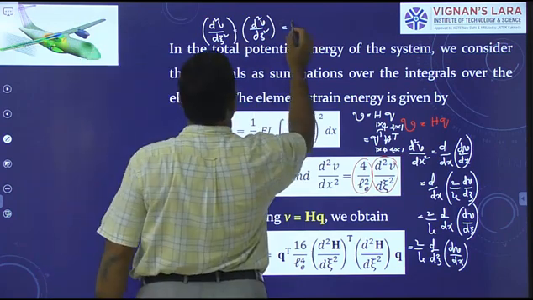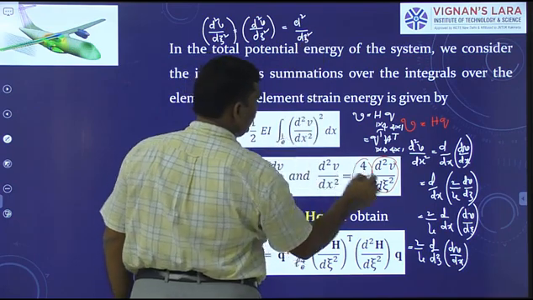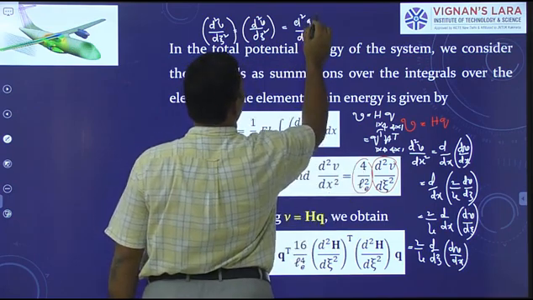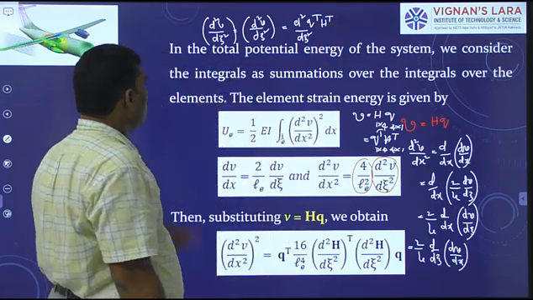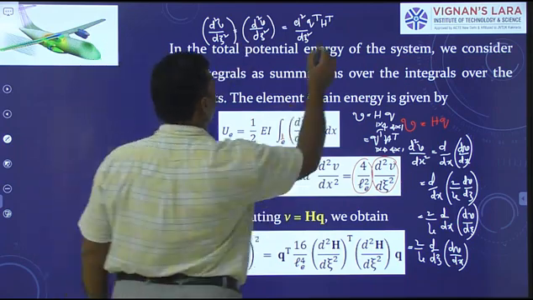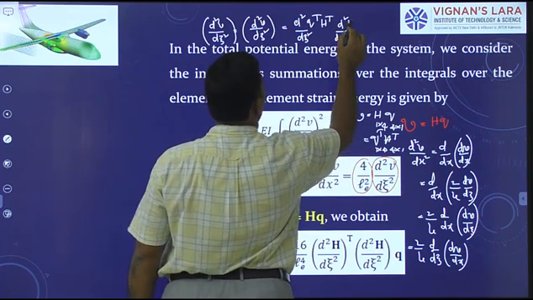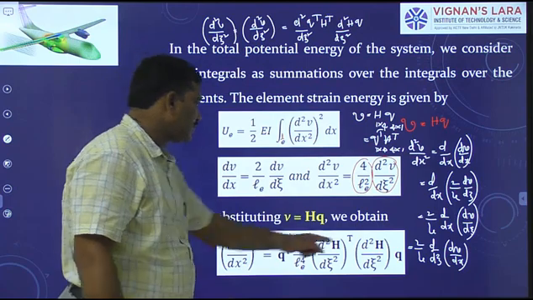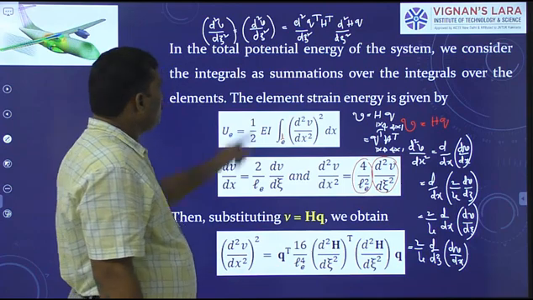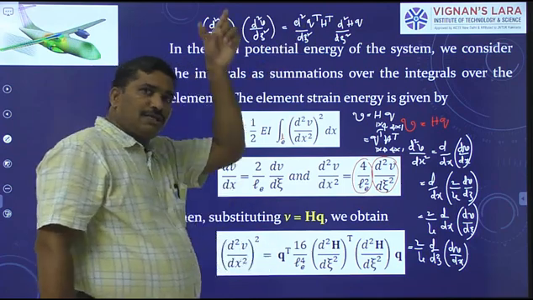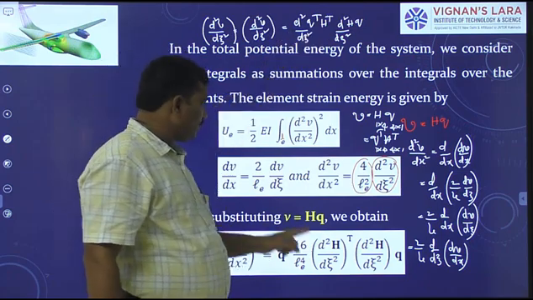Hence, I write like this, d square by dj square of V. In place of V, I write q transpose into h transpose into, now, d square V by dj square. How I write? d square by dj square of, what is V? h cube. Observe carefully here. 16 by LE to the power of 4. Okay. Now, q transpose, it comes out. It is the displacement vector. It comes out.